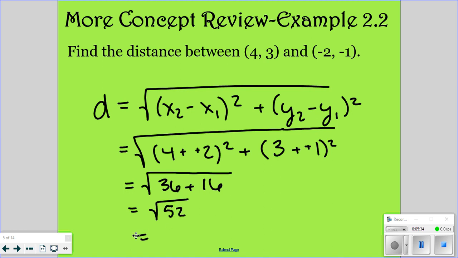And we always reduce our radicals if we can. The square root of 52 can be written as 2 square root of 13. So that would be the distance between those 2 points.